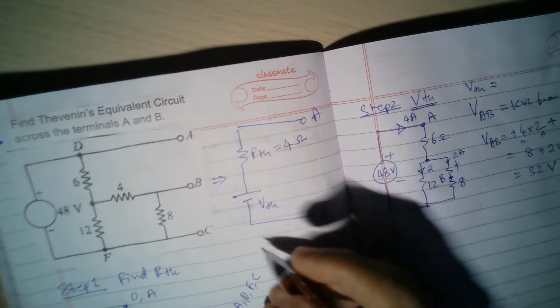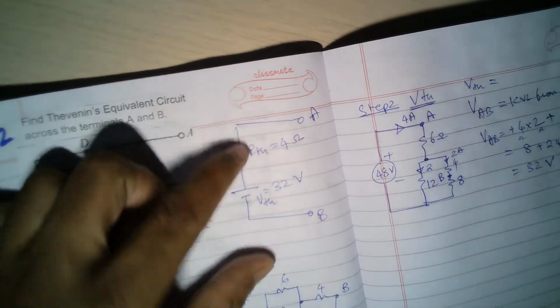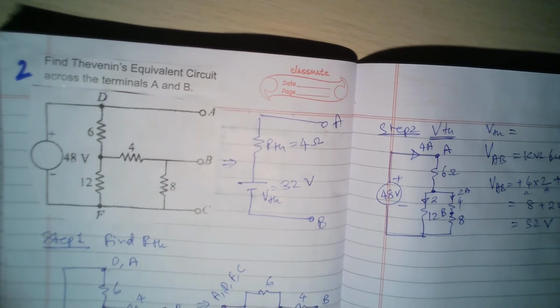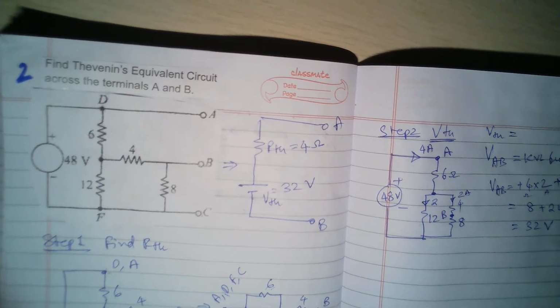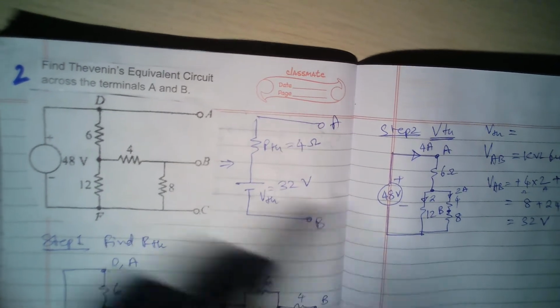Okay, so therefore here I get 32 volts as my VTH, and this is your Thevenin's equivalent source across the terminals AB. Okay. So again, I hope you have attempted this and solved this on your own, and you got the same result as what I am getting.